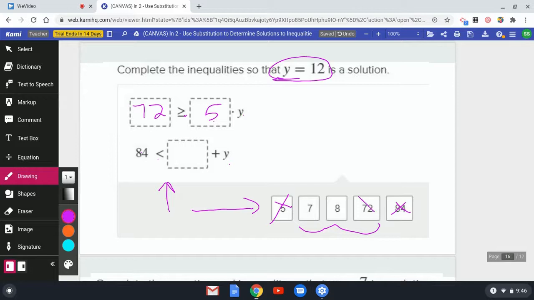Most of the time it will only let you use it once. If I put 84 in here, 84 plus 12 is what? 96. Is 84 less than 96? Yes. So that would be our answers. I could also have done, nope. Yep, that would be the only way.